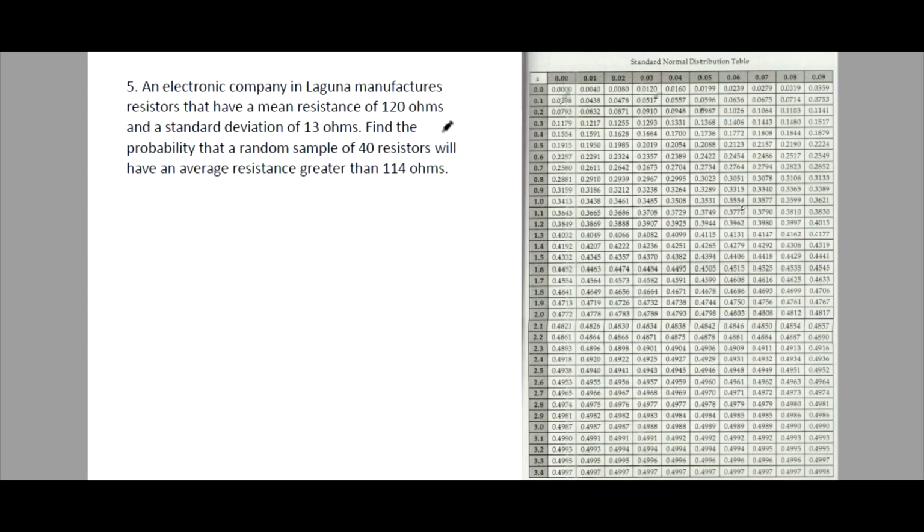Next, number 5. An electronic company in Laguna manufactures resistors that have a mean resistance of 120 ohms and a standard deviation of 13 ohms. So this is our population mean and this is our population standard deviation. Find the probability that the random sample of 40 resistors will have an average resistance greater than 114 ohms. So it talks about the mean, and n is greater than 30, which is 40. So we'll have the central limit theorem.